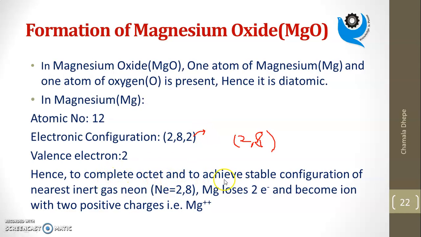Hence, to complete the octet and to achieve the stable configuration of the nearest inert gas, that is neon, 2, 8, Mg loses 2 electrons. It is going to lose the 2 valence electrons and become an ion with 2 positive charges, that is Mg2+. See here, these 2 valence electrons are lost and its electronic configuration becomes that of neon, that is 2, 8. And as 2 electrons are lost, it is going to acquire 2 positive charges on the Mg.